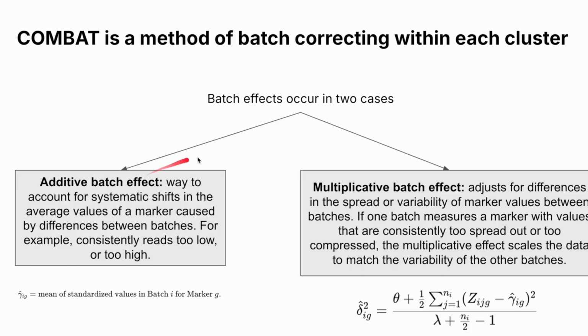Or 2, there's a multiplicative batch effect, which is either the range is too compressed or too spread out. And you can see the equations over here. We're not going to go through the underlying total equations in great detail, but we're going to give you a sense of the intuition behind these.